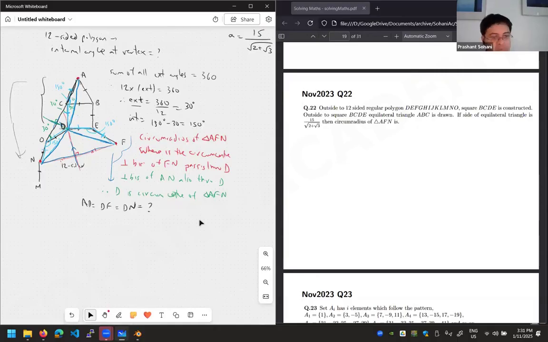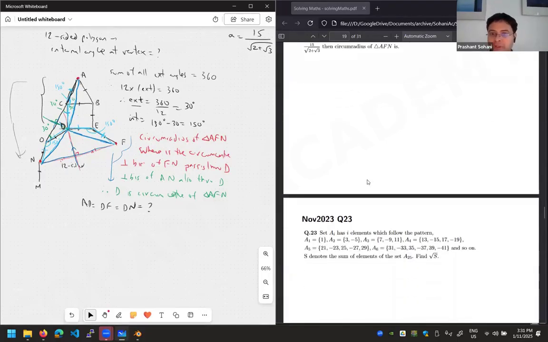Okay. So that is why I kept this question as the last geometry question. So then maybe we can move to the next, the non-geometry section now.